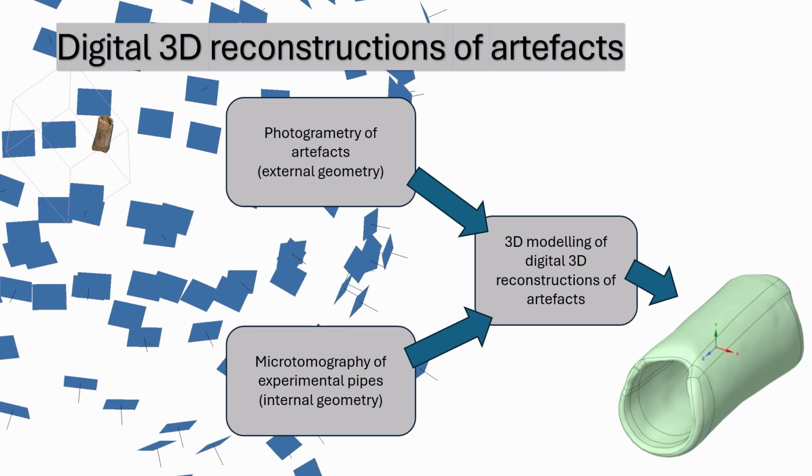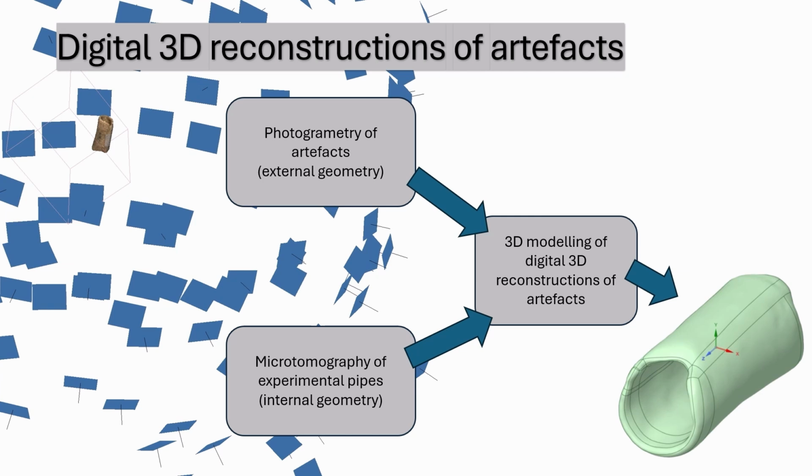Before presenting the results of the CFD simulations of the bone artifact, it is necessary to describe how their digital 3D reconstructions were obtained. The process consisted of modeling the photogrammetry data. These are 3D models of artifacts with incomplete internal geometry, supplementing them with internal geometry and possibly reconstructing cavities resulting from the state of preservation of the artifact.